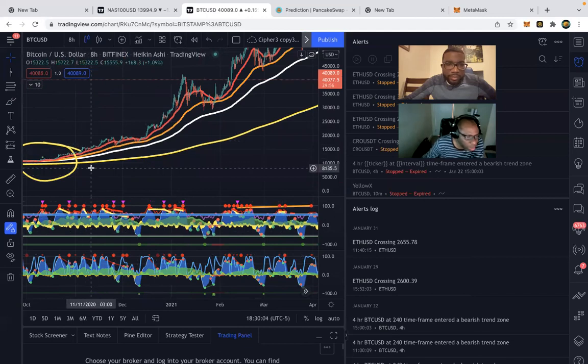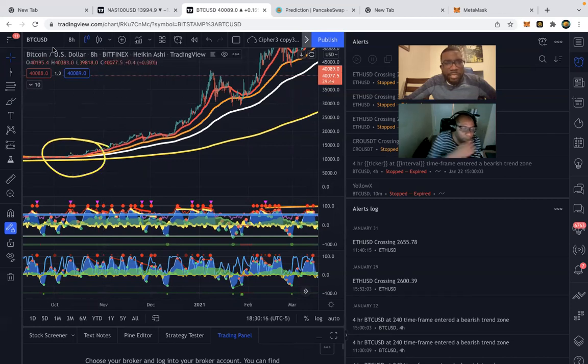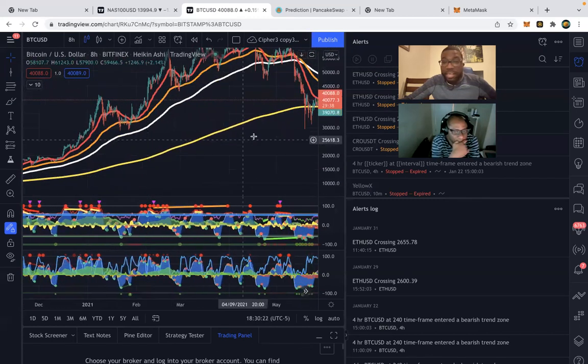So for example, where you circled here in yellow, the EMAs are stacked. In the Market Cipher, it's above zero. The waves are above zero. And this is a high time frame of 8 hours, so it really worked out.